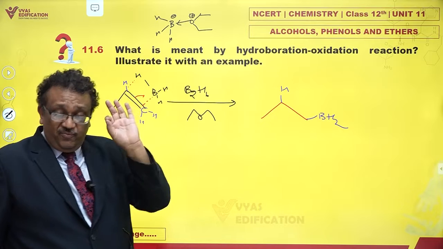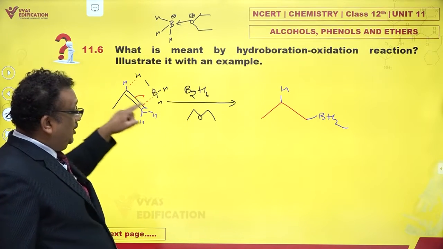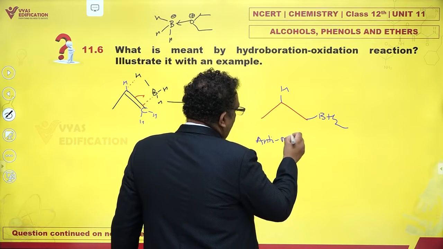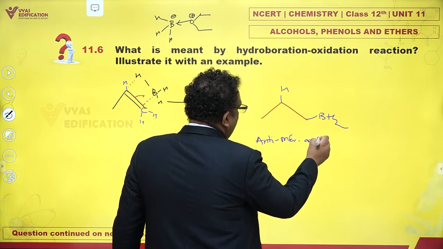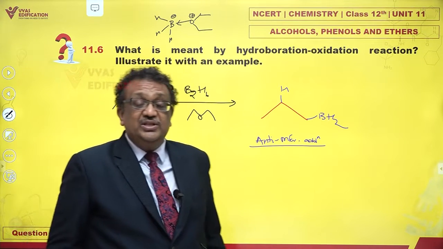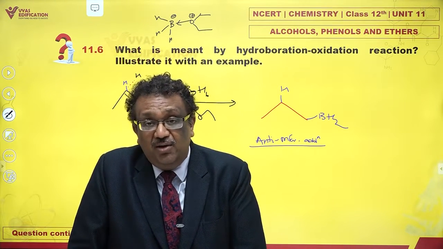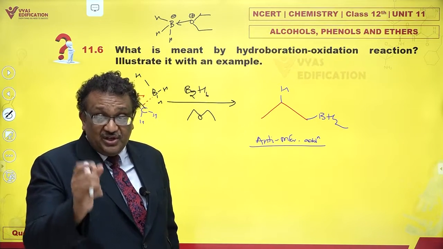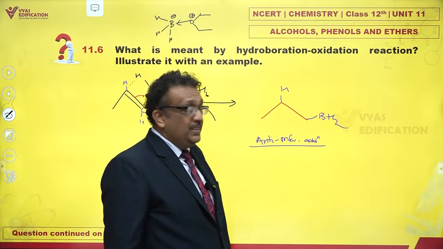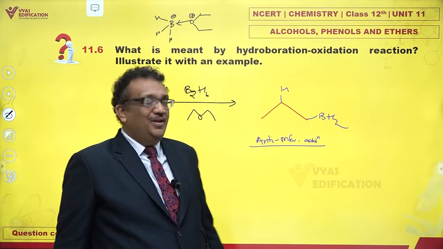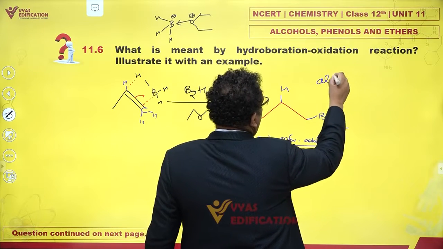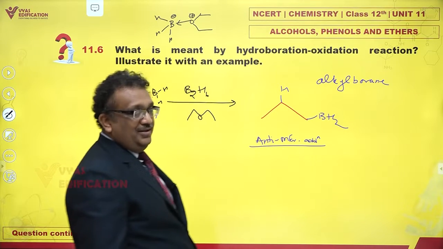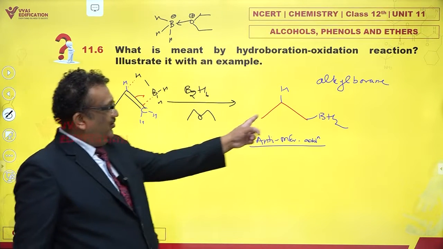But what you must remember is H and BH2 get attached, and this is anti-Markovnikov addition. What does that mean? It means that boron gets attached to the carbon which has greater number of hydrogens, and H atom gets attached to that carbon which has lesser number of hydrogens. Wow. That's it. This is hydroboration. And this molecule is called alkyl borane. Fancy. And please see, this is of course propyl group.